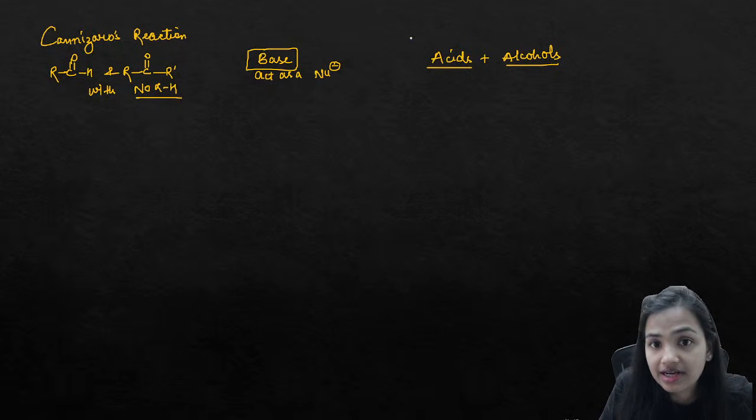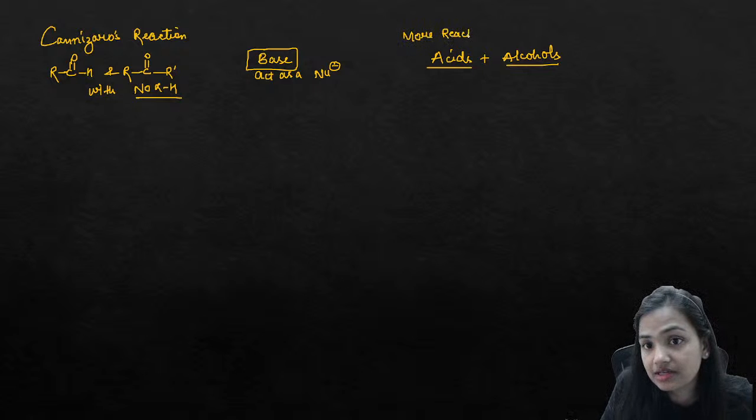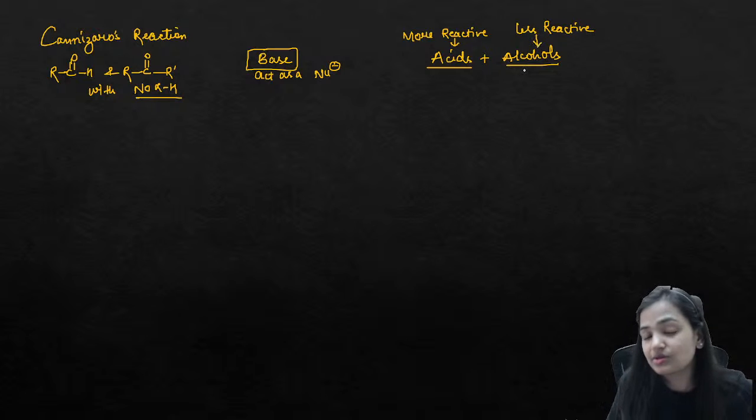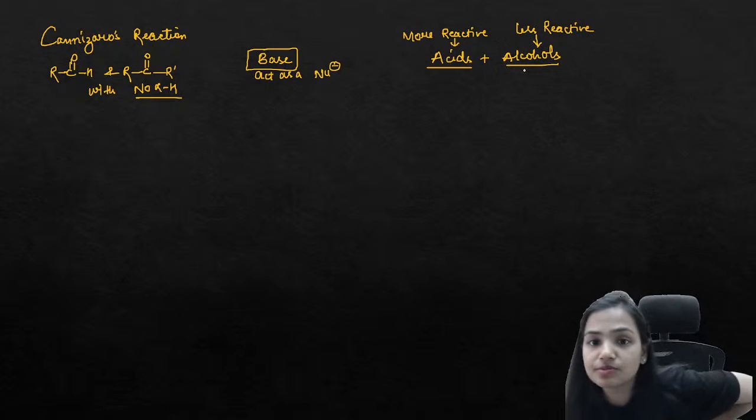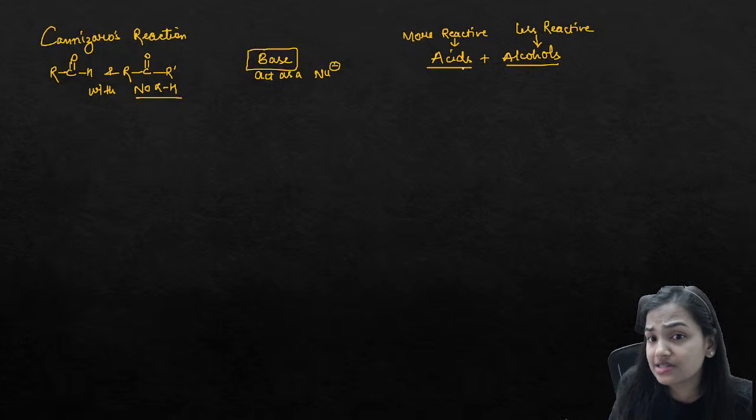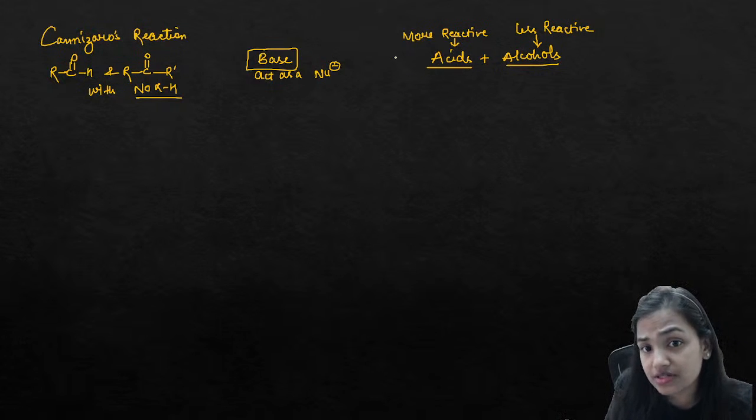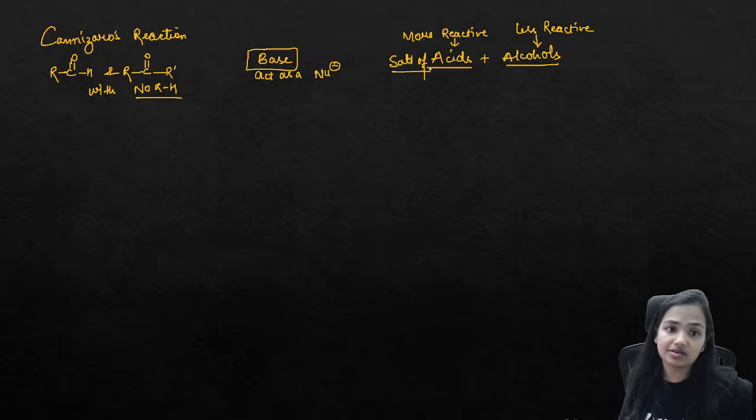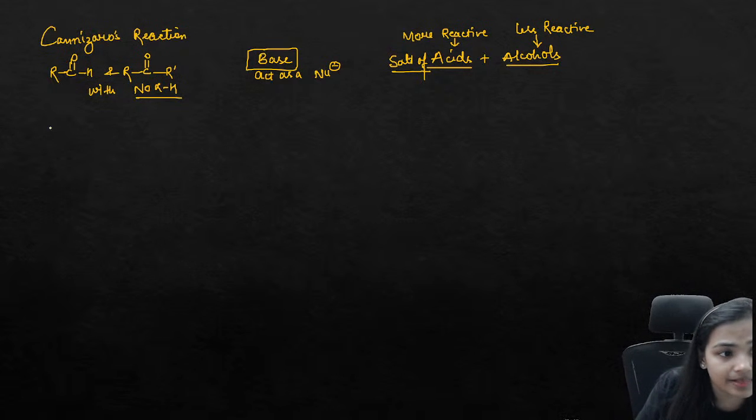The most reactive one will give you the acid, and the less reactive one will give you the alcohol. So ultimately it is an example of a disproportionation, and you will be getting acids plus alcohols, or we can say the salt of acids, the sodium salt or whatever the salt of acids, plus alcohols. These are the products that you will be getting.